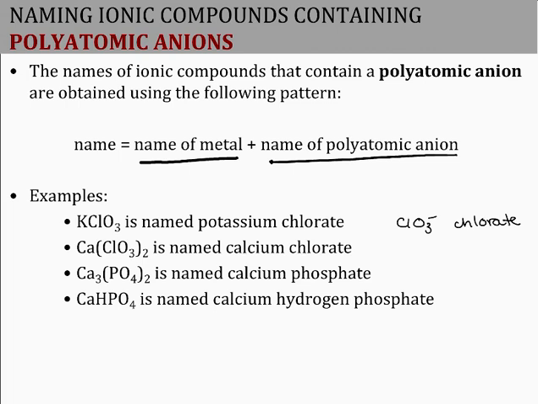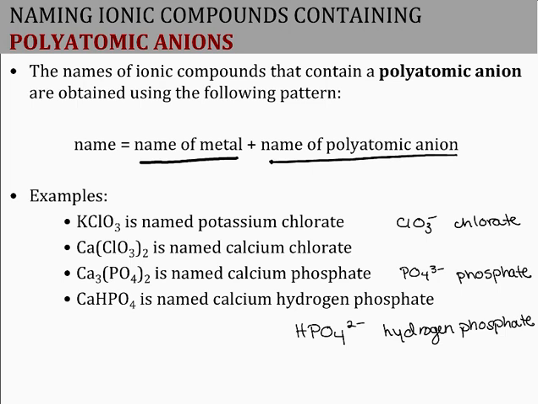And then if we have CaClO3 that's called calcium chlorate. And then Ca3PO4 is calcium phosphate. And remember, PO4 is called phosphate. And then in the last one, we have CaHPO4, and this is called calcium hydrogen phosphate. So HPO4 2- is hydrogen phosphate. So again, I encourage you to go back and memorize the names of the polyatomic ions. And again, I also have flashcards posted.